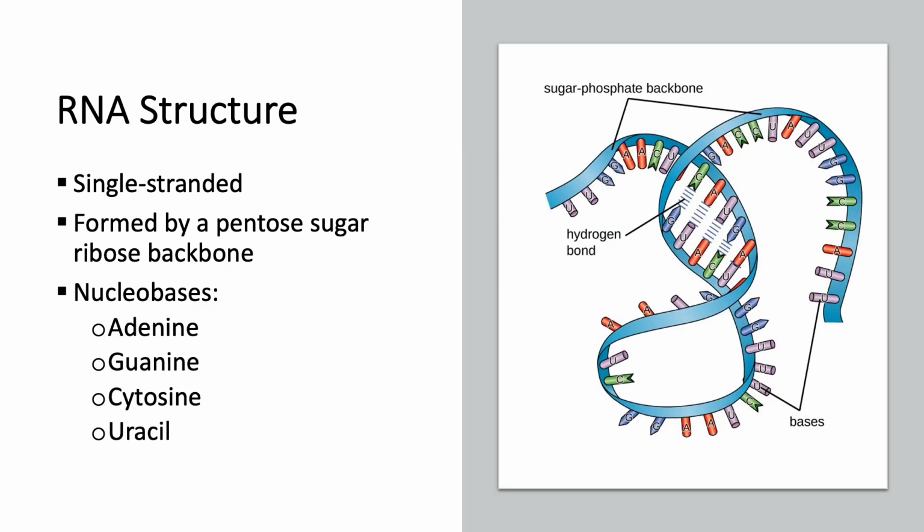Now let me talk about the structure of ribonucleic acid. RNA is found to be single-stranded with ribose as the sugar backbone. With it are the nucleobases adenine, guanine, cytosine, and uracil. Uracil serves as an alternative for thymine as a nucleotide base. However, it is just an unmethylated form of thymine.